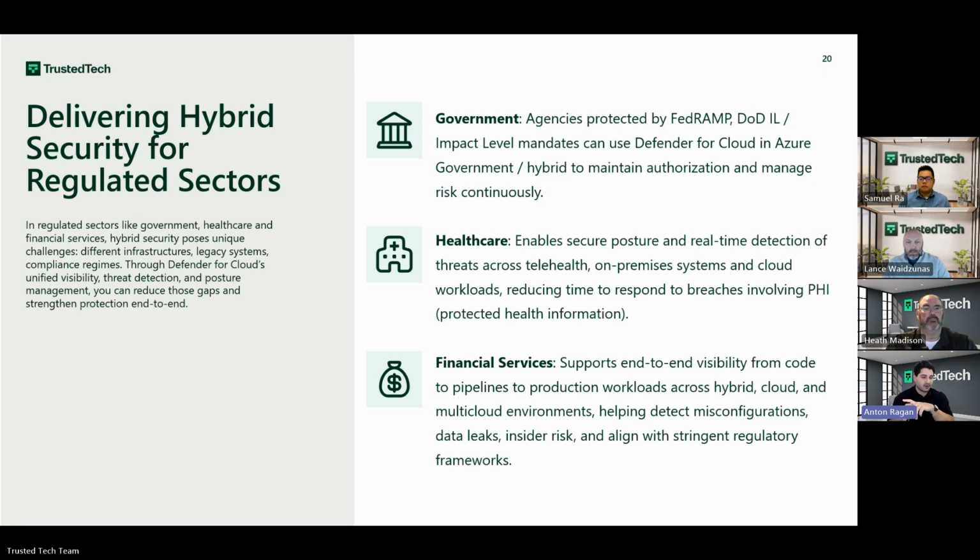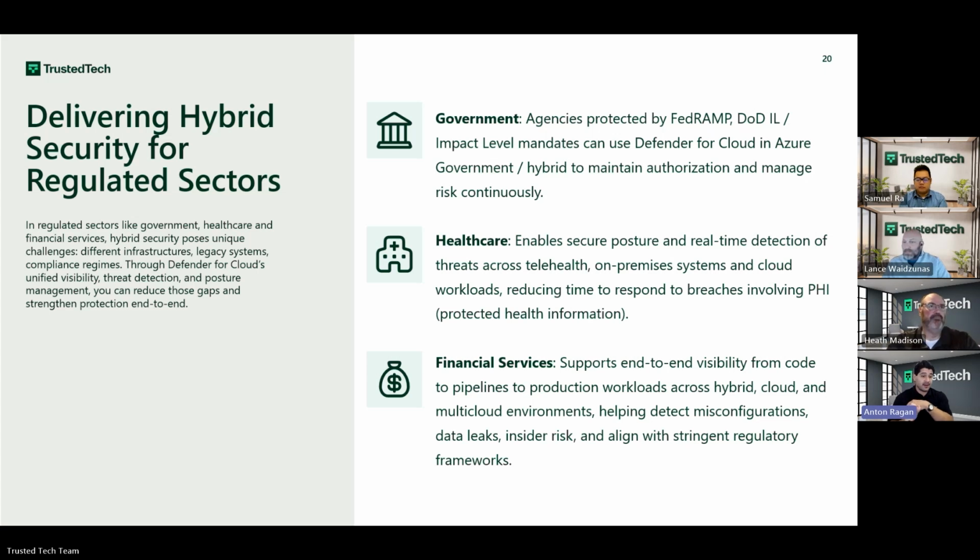So Microsoft Defender for Cloud will help these specific organizations stay compliant and reduce risk without increasing their overhead or management complexity. Right. So touching on government agencies, obviously these types of organizations are protected by FedRAMP or governed by DoD mandates. Government agencies will rely on Defender to maintain continuous authorization and manage risk across their Azure Government and hybrid environments. So really important to secure hybrid environments for government organizations.